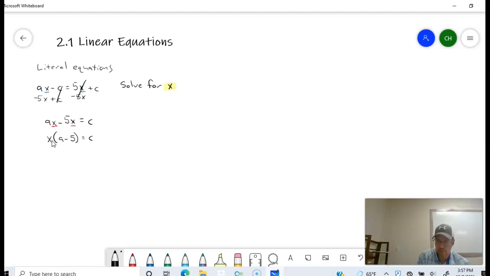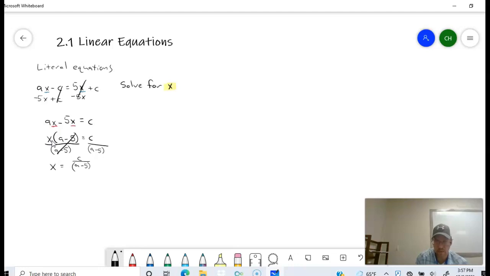I need to get rid of the a minus 5 off that left side, so I'm going to divide, because it was being multiplied, both sides by a minus 5. Get cancellation over here, and x equals c divided by a minus 5.